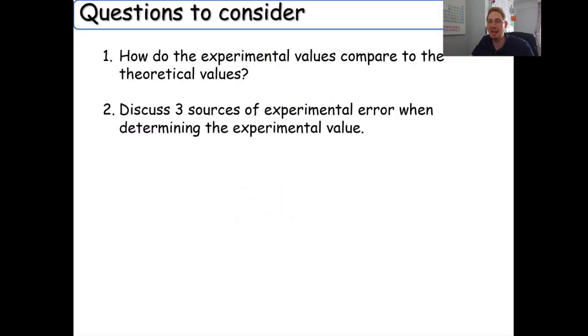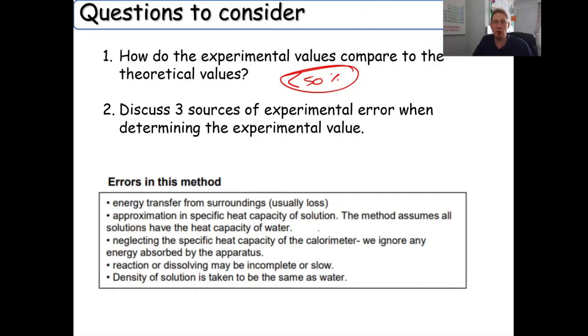What were the major sources of error? When you did this, your value would have been less than 50% of the actual value, a huge difference, a huge error. The main sources of experimental error. Have a think. Can you get 3? Okay, the ones you should have picked up is you are losing or gaining energy from the surroundings. Normally a loss is more significant, but it's energy transfer to or from the surroundings. That's why we use a polystyrene cup, but it doesn't make it completely not happening. There is still some heat transfer.